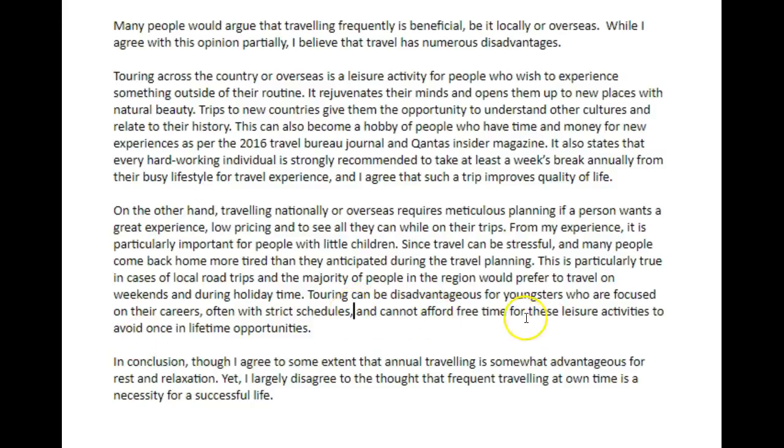I cannot afford free time for these leisure activities. Do you mean and must avoid once-in-a-lifetime opportunities? This should be like this, though. Once in our lifetime. Yeah, I can't quite grasp the meaning of this sentence, so I'll leave that one up to you. In conclusion, though I agree to some extent that annual travelling is somewhat advantageous for rest and relaxation, it should just be like this, because you've used though I. Though I agree, I largely disagree.